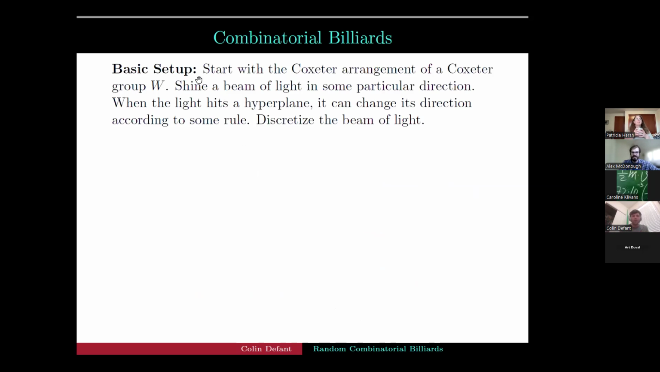So the basic setup is we're going to take the Coxeter arrangement of a Coxeter group W. If you don't know what this means, that's fine. I'm going to work with a specific Coxeter group called the affine symmetric group, which I'll define in a few minutes. For now, you can just think this is some group, and it gives rise to some hyperplane arrangement. We're going to shine a beam of light in some direction, and whenever the beam of light hits a hyperplane in this arrangement, it can change its direction according to some rule. We're free to choose the rule to be whatever we want to get whatever phenomena we want to consider. Maybe with one set of rules we have some interesting phenomena, and with a different set of rules we get another set of phenomena. In each case, we're going to try to discretize the beam of light by thinking about it as moving along in a step-by-step procedure.